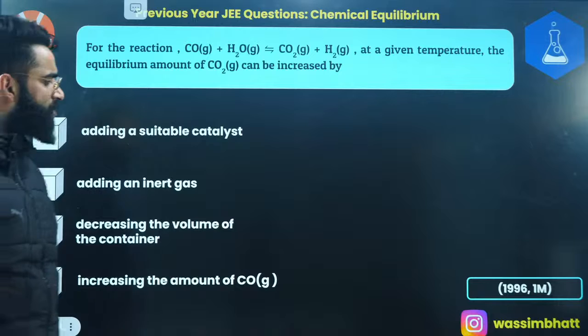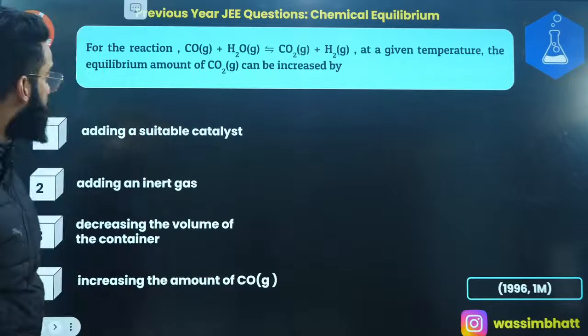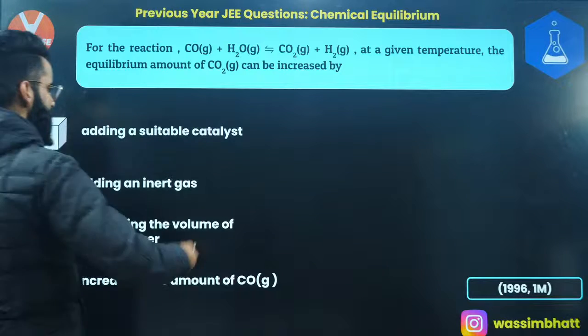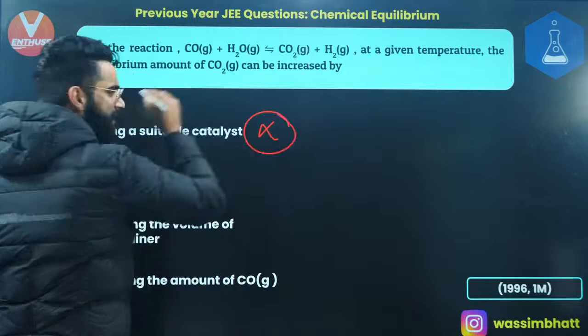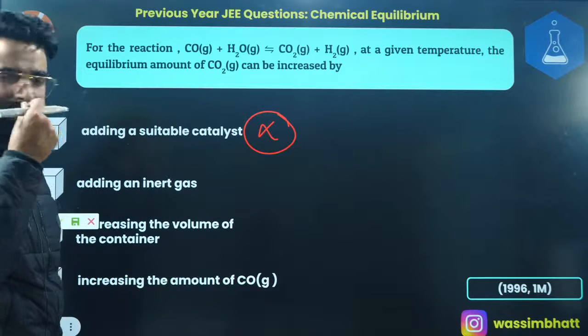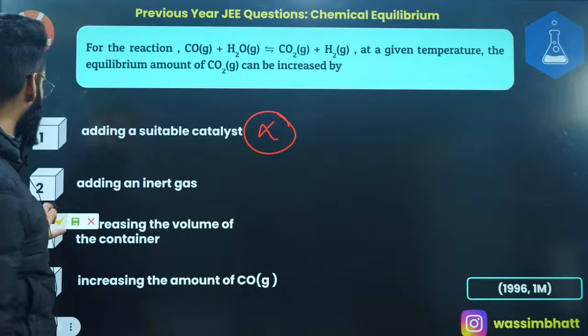Okay, this is one more question and I'm sure you all can solve it on your own. For the reaction CO plus H2O gas gives carbon dioxide plus H2 at a given temperature, the equilibrium amount of CO2 can be increased by adding a suitable catalyst. Catalyst has got nothing to do with it, right? Catalyst only alters the speed of the reactions. Nothing to do with the equilibrium constant.